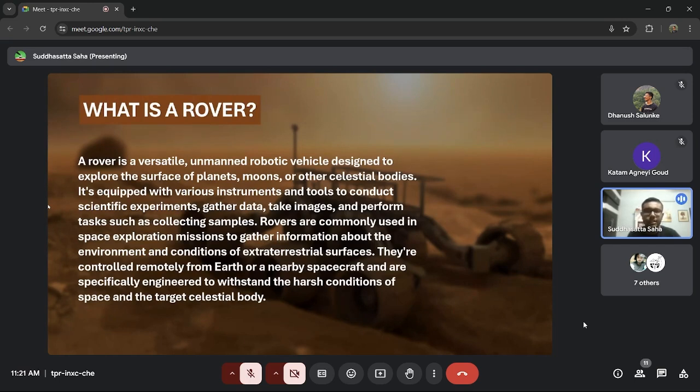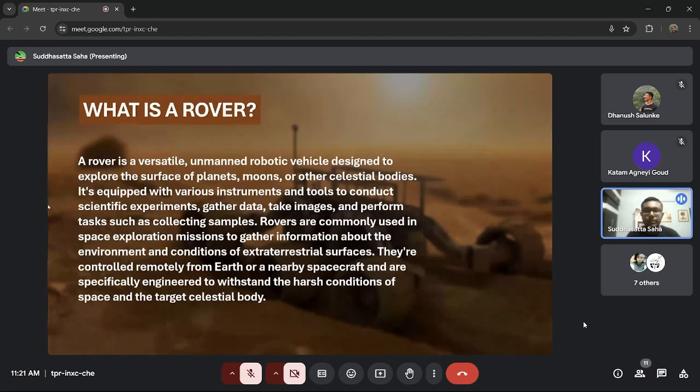To put it simply, it is basically an unmanned vehicle which is used for planetary exploration. You send something to the planet you want to explore. So why only rovers? Because if you send human beings to other planets or other celestial bodies to study, these manned missions are very expensive. So we need to do some cost cutting and make it as economic as possible.